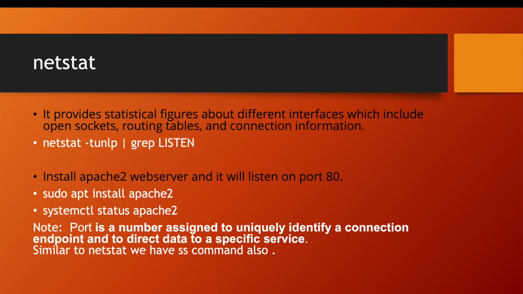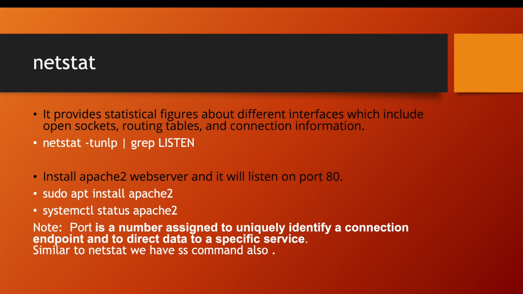Now the next command is netstat. It provides you statistics about the different network interfaces, which includes open sockets, routing tables, and connection information. Let's say some port is not working on your instance. The first thing you will check is whether that port is open or not on your machine. For that, you have the command netstat -tunlp, and then you use the pipe, and after that you grep or filter only those lines which have the LISTEN keyword.